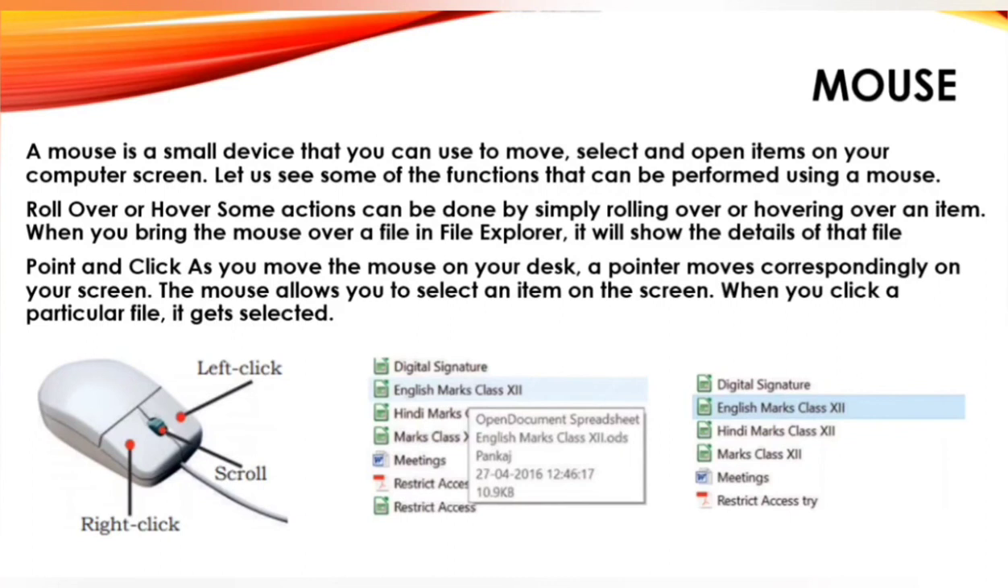Point and click means as you move the mouse on your desk, a pointer moves correspondingly on your screen. The mouse allows you to select an item on the screen. You can select any item. When you click the particular item through the mouse, the item will get selected.